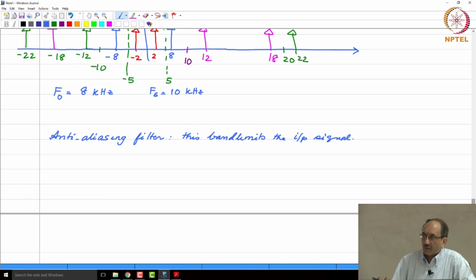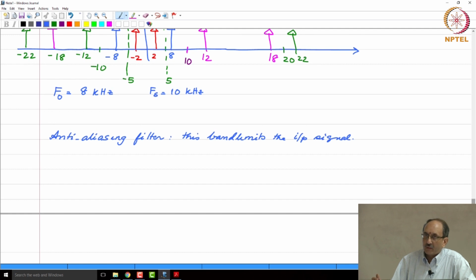Fortunately, all practical signals have a spectrum that falls off with increasing frequency, and hence if you put this band limiting filter and remove everything beyond a certain point, the information lost will not be too much of an issue. Perceptually, it may not matter much. You choose the band limiting filter high enough so that all the relevant information is captured.